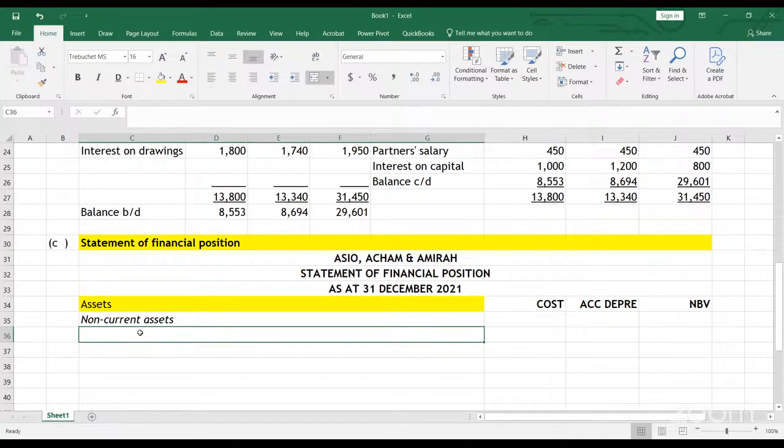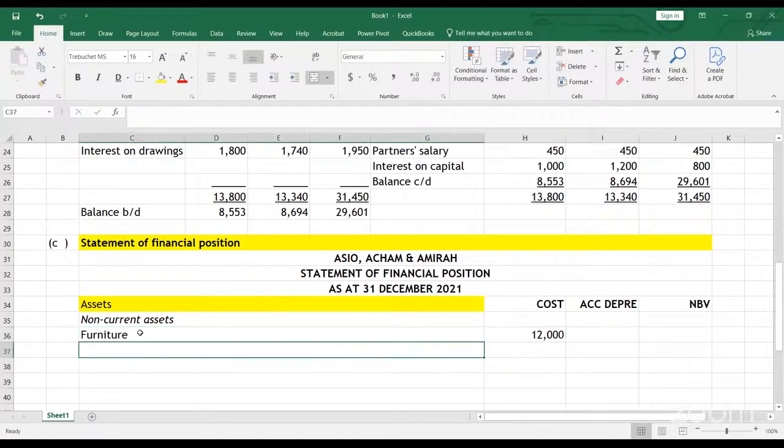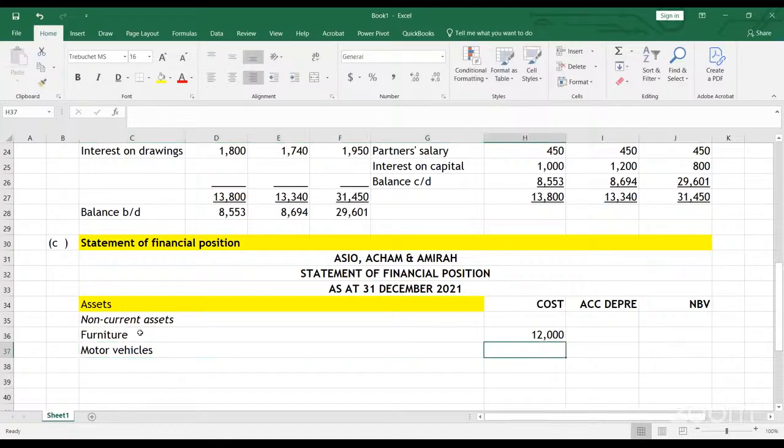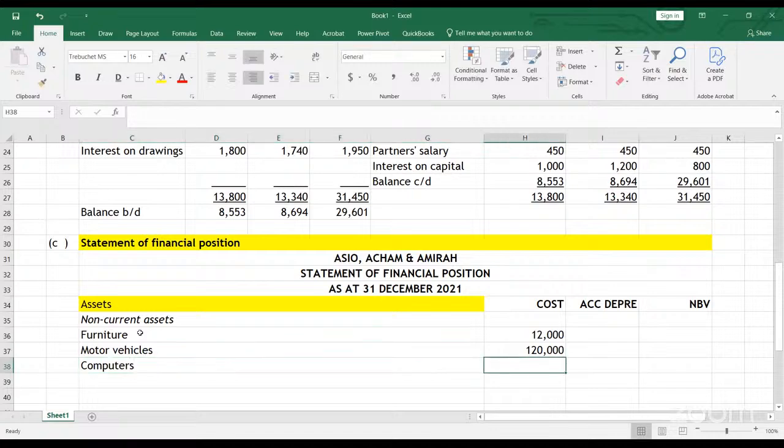We have furniture, motor vehicle. We have furniture at cost, which is 12,000. Furniture is 12,000 at cost. Okay. Then what else do we have? Motor vehicle at cost, which is 120. Motor vehicles, 120. And then we have what else? Computers at cost, which is 24,000. Those are the non-current assets. These are their positive values.